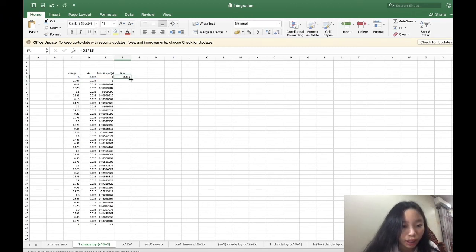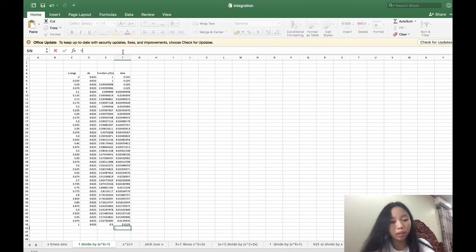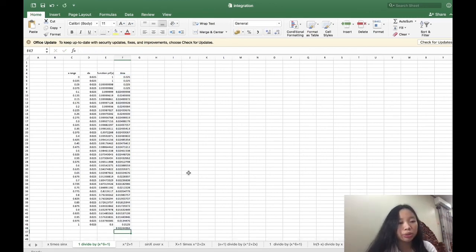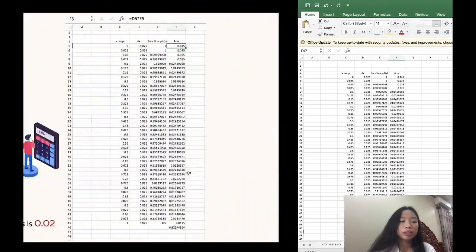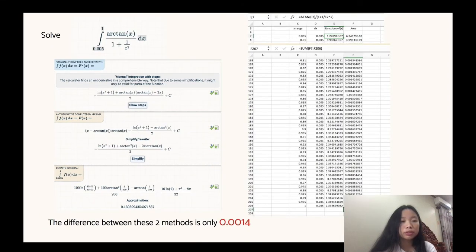Then drag it down, and the final answer is the sum of all of the areas, so starting from F5 until F45. The answer is 0.92. Let's check. 0.92, and the actual answer is 0.90. So the difference between these two methods is only 0.02. Let's move to the next example.